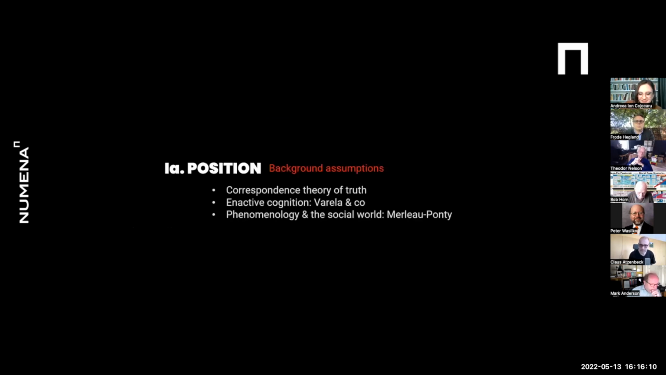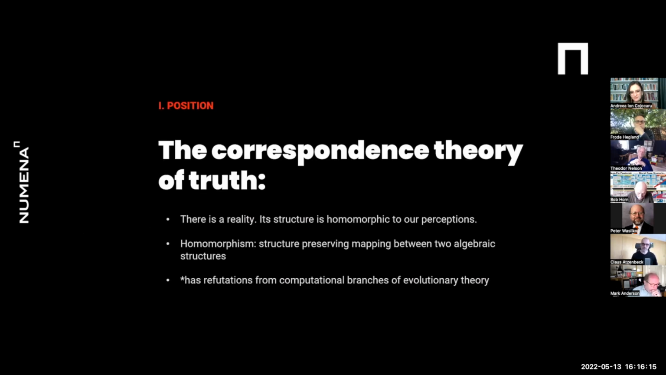So the first part of the presentation: what are my assumptions? I want to propose first what's called the correspondence theory of truth. So this says that there is a reality out there and its structure is homomorphic to our perceptions. So what does this mean? It means that we don't know really what's out there, but we know that there is some correspondence between some kind of sea of particles and radiation and whatever comes to our senses.